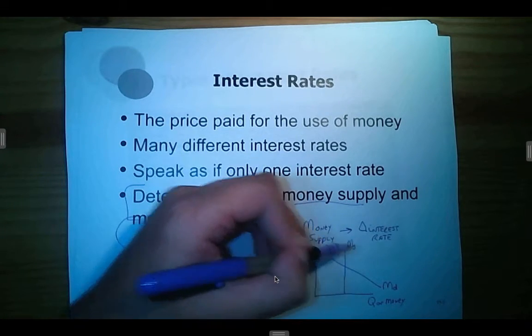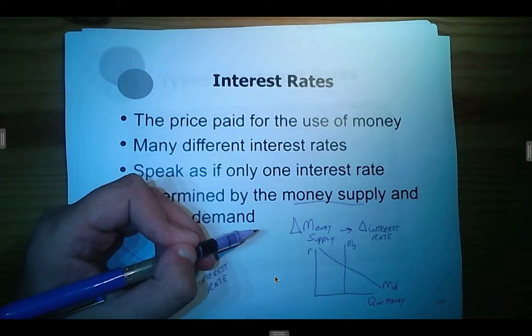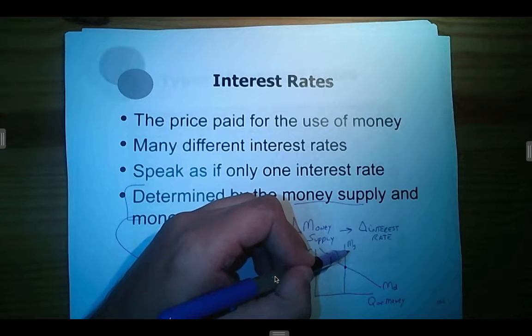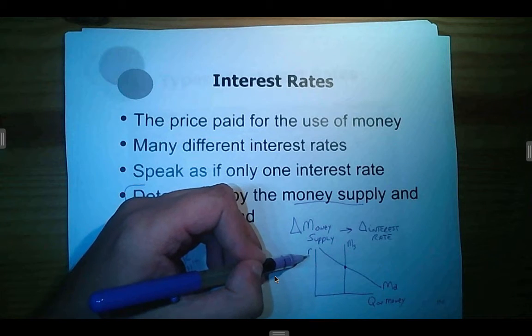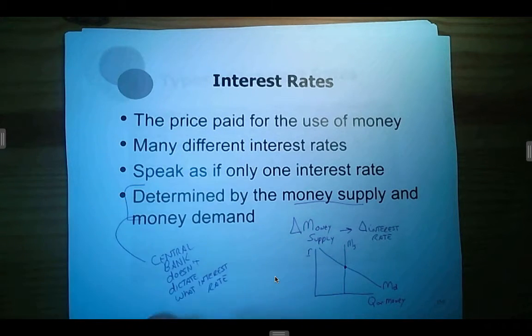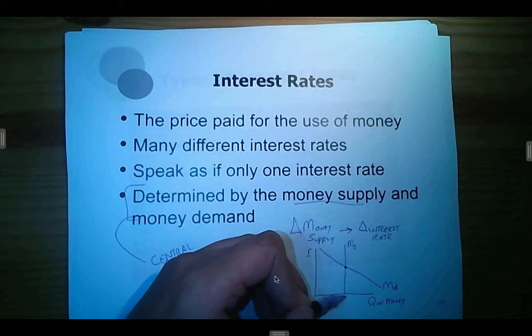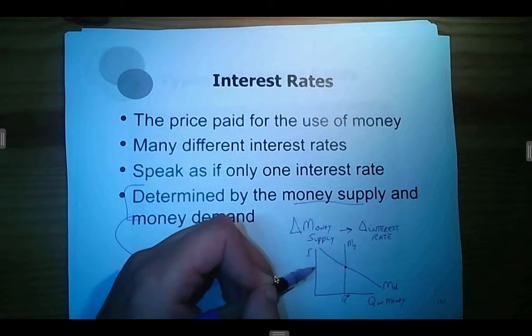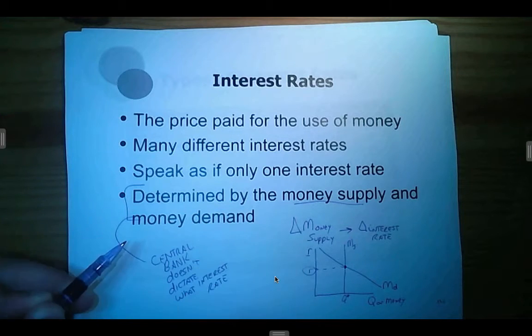The money supply is completely vertical. It's determined by the central bank and is not dependent on what the interest rate is. The central bank determines that this quantity of money will exist because they print it. Their intersection point is going to be the interest rate.